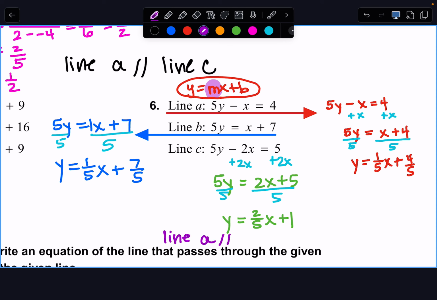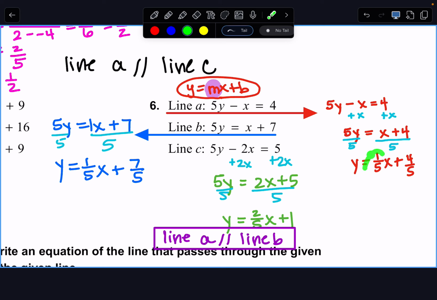Line A is parallel to line B. Is that what you said? How do we know that, Dot? Because they both have the slope of 1/5. Ah, both line A and line B have a slope of 1/5. They have the same slope, so our lines are parallel.